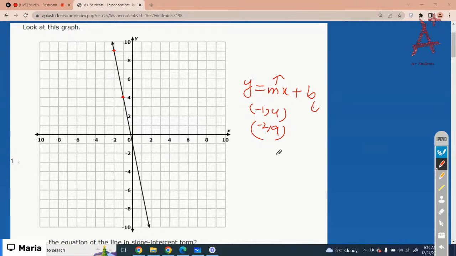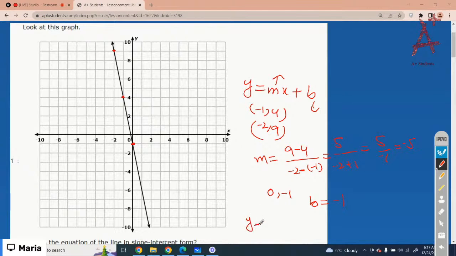Got it? It would be m equals y2 minus y1 divided by x2 minus x1. It would be 5 over -2 plus 1, which is -1. So the slope of the graph is -5. Also, you can find the b. b is the point where the graph is touching the y-axis. Here on this point, x is 0 and y is -1. So that means b equals -1. The y-intercept is -1. Got it?